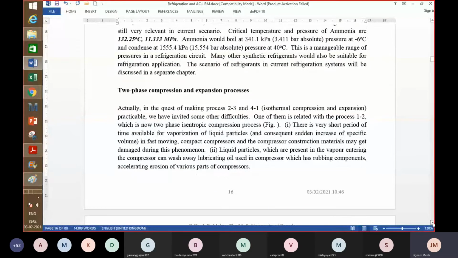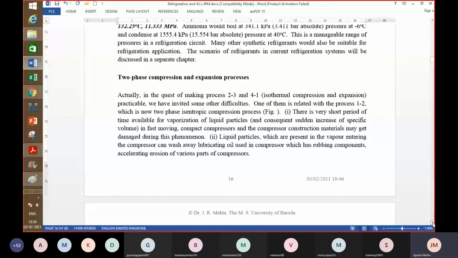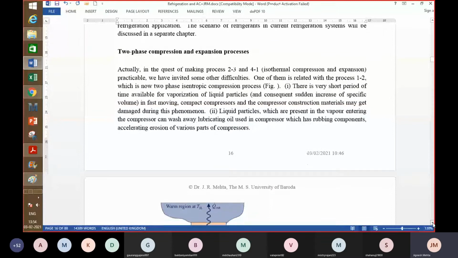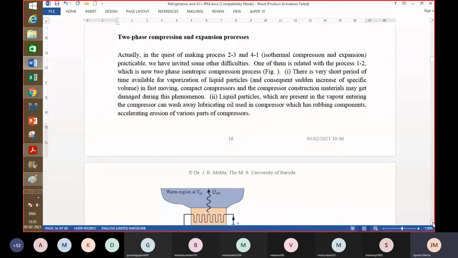Okay, now have we solved the issue of isothermal compression and isothermal expansion? Yeah, probably yes, we have solved the issue. But have we created other problems or issues? Right, that's what happens many times. We try to solve one of the issues, we feel that once it is solved, it will be the end of the problems. But then later on, we find that we have created some other problems while solving that.